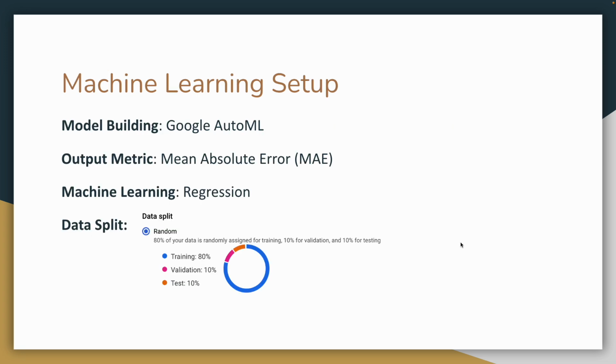For the machine learning setup, I'm using Google AutoML. For the final evaluation, the output metric that I'll be using is mean absolute error, or MAE, and I'll be using the regression method. Throughout all my training, I'm using the same data split, which is the default from Google AutoML: 80% of the data will go to training, 10% for validation, and 10% for the test.